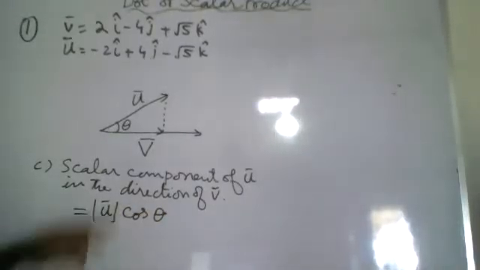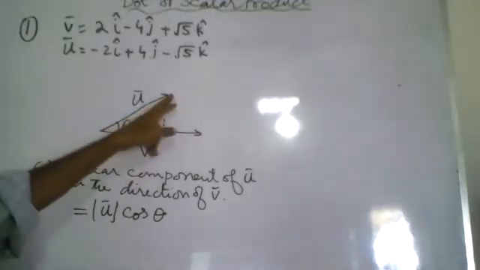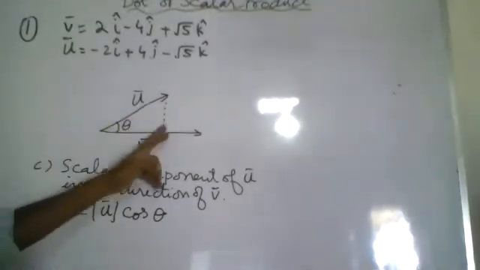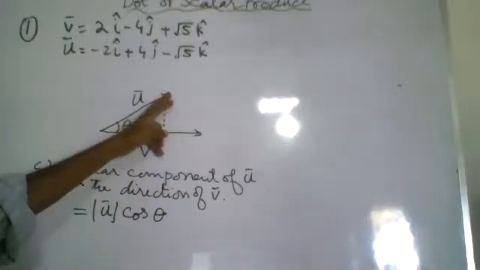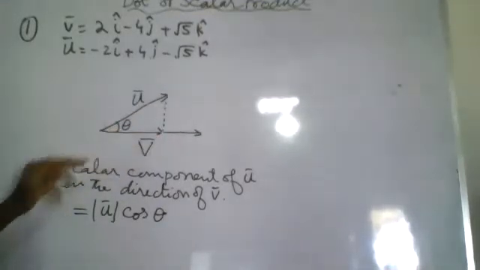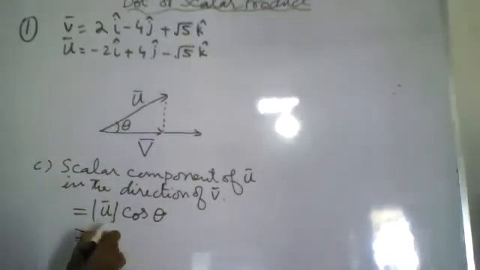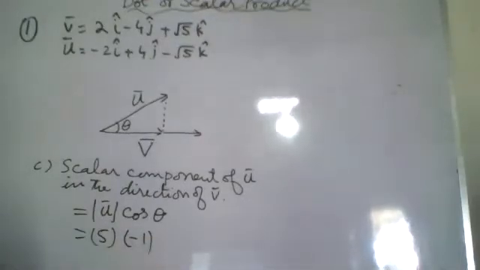We already found this is cos of theta, this is sine of theta. Vertical is the sine of theta, horizontal is the cos of theta. So we have to find this one. So this is U cos theta. So magnitude of U will be equal to 5, we already found. And cos of theta is minus 1. We already found cos of theta in the B part. So the answer is minus 5.